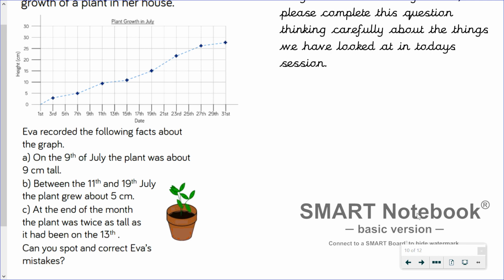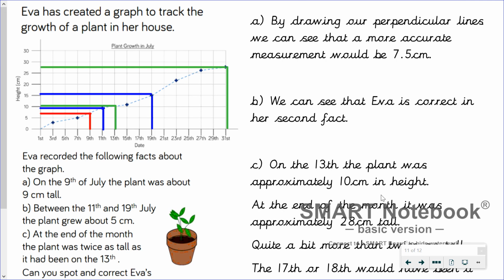Right, let's go through the answers. Now, hopefully it won't be too small. There we go. So the first one, A, we draw perpendicular lines. On the 9th of July, the plant was about 9 centimeters tall. So I find the 9th, this red line here, and draw it up to meet my line, and then draw across. Oh, it's between 5 and 10. So it's not near 10, which I'd expect for 9. It's between 5 and 10, so it's probably about 7.5 or 7 or 8 centimeters. So it's not 9, so she's incorrect.